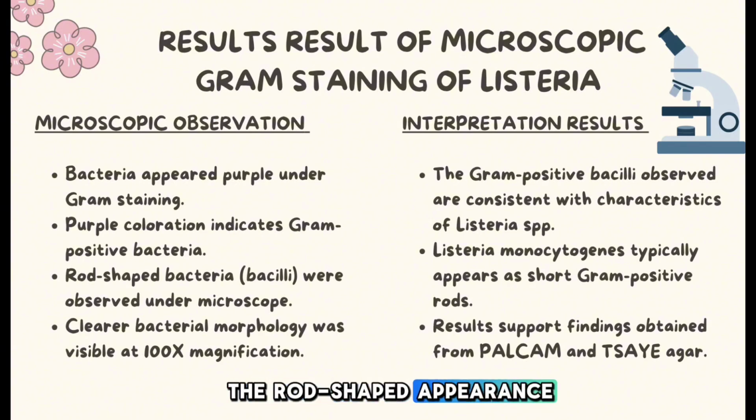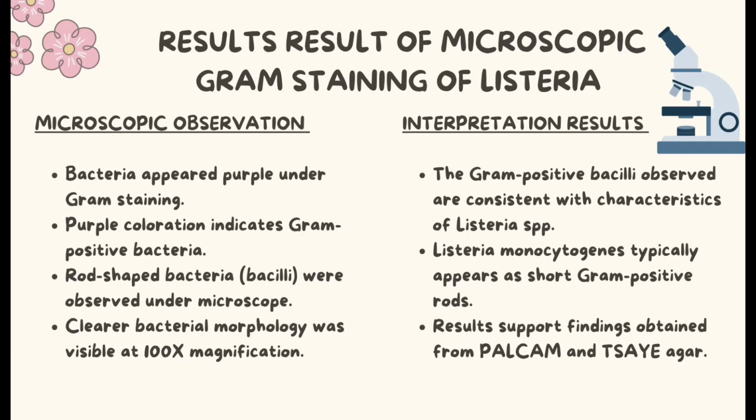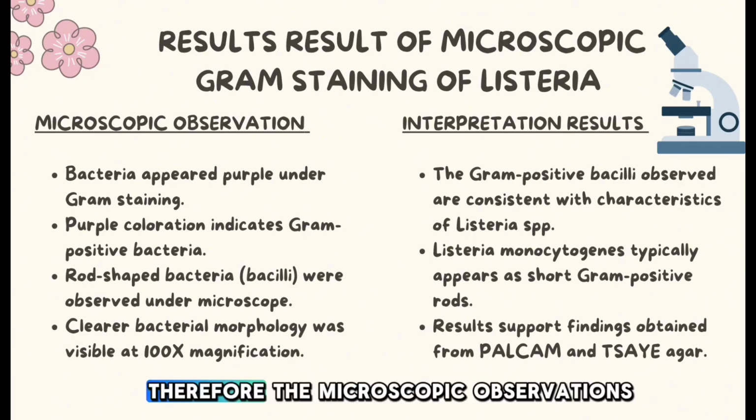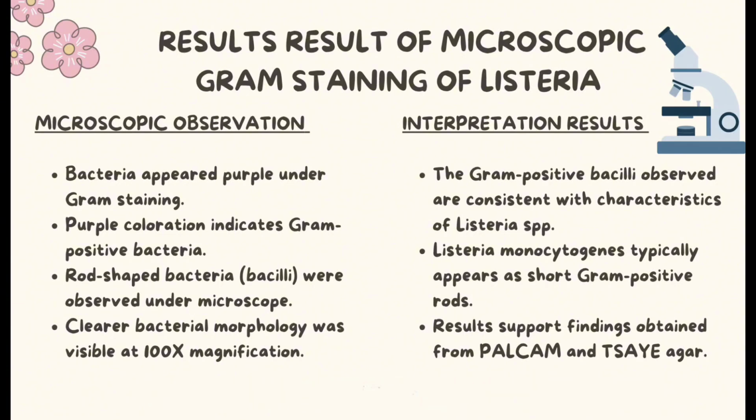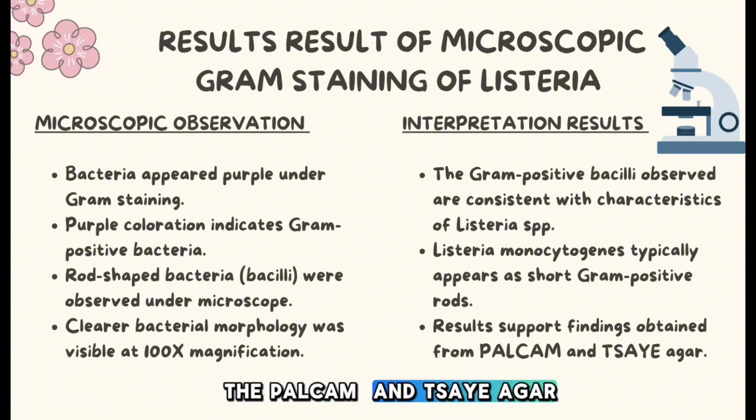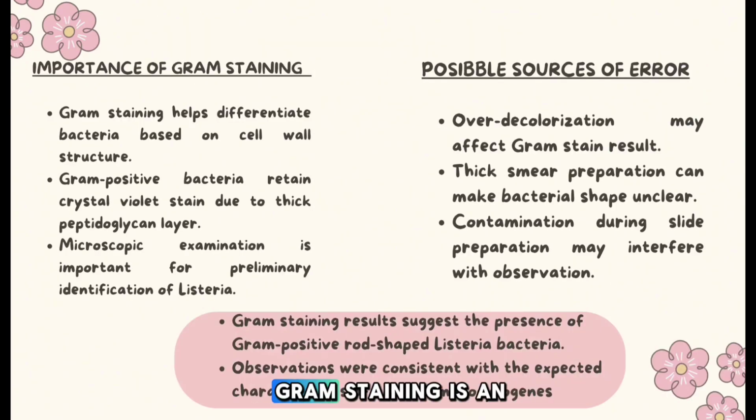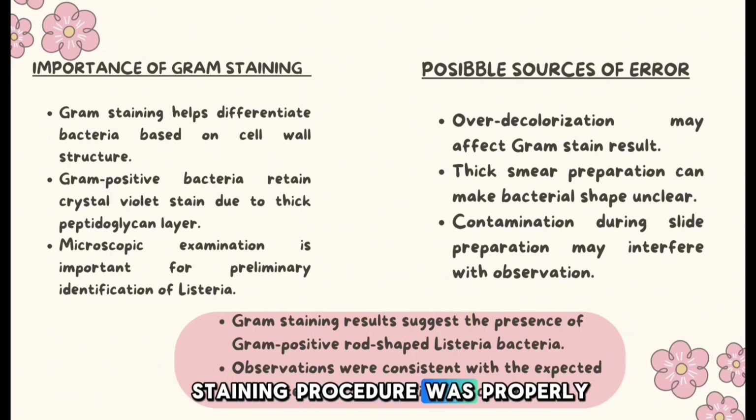The rod shape, also known as bacillus, is consistent with the typical morphology of Listeria bacteria. Listeria monocytogenes is commonly identified as a small Gram-positive rod-shaped bacterium. Therefore, the microscopic observations support the previous findings obtained from the Palcam and TSAYE agar, where characteristic colonies of Listeria were observed. Gram staining is an important preliminary identification method because it helps differentiate bacteria based on their cell wall structure. Gram-positive bacteria retain the primary stain and appear purple, while Gram-negative bacteria lose the stain and appear pink after counterstaining. In this experiment, the successful observation of purple rod-shaped bacteria indicated that the staining procedure was properly carried out.